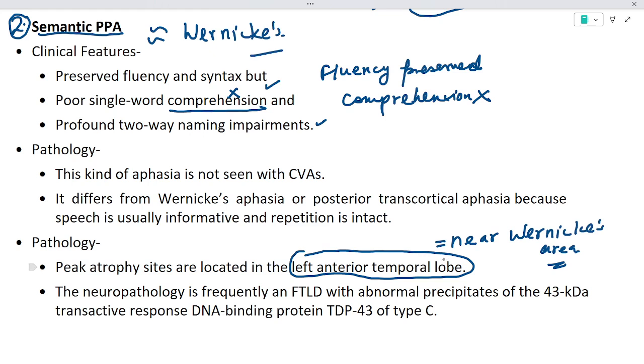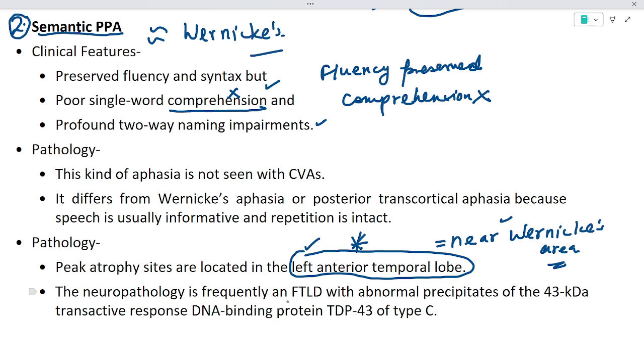It was previously understood that Wernicke's area is responsible for comprehension, but as we have seen in semantic PPA, left anterior temporal lobe damage can also lead to comprehension loss. So comprehension is controlled by different areas of the language network. One of those areas is the left anterior temporal lobe also. We must not forget this. Wernicke's area is still there, but another area, the left anterior temporal lobe, is also responsible for comprehension. So this is basically a new thing to understand.